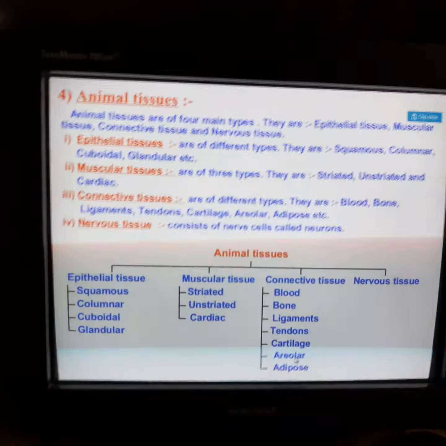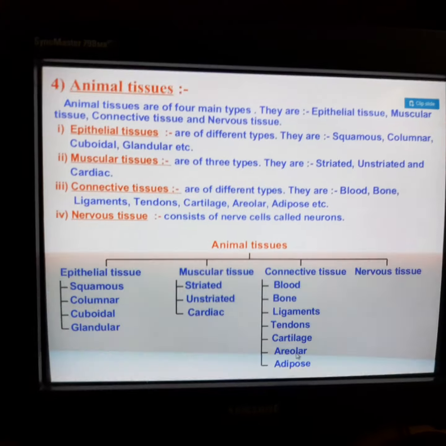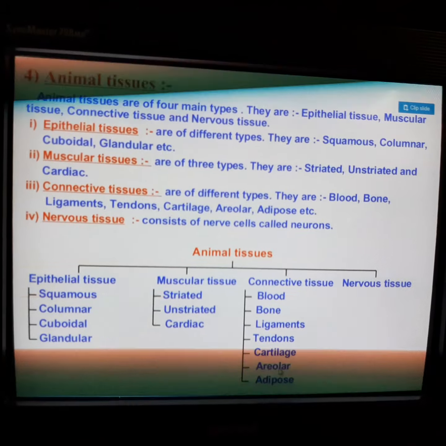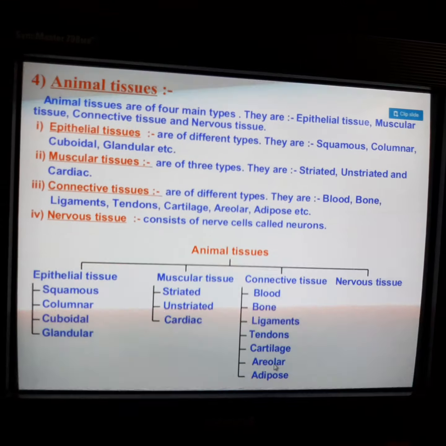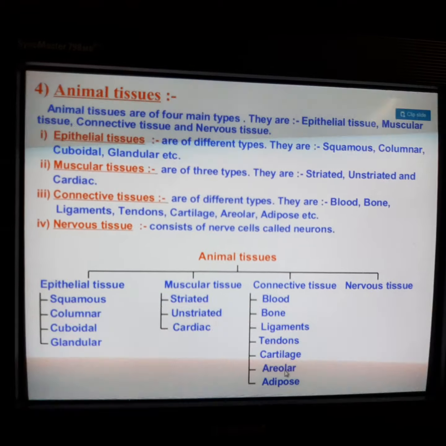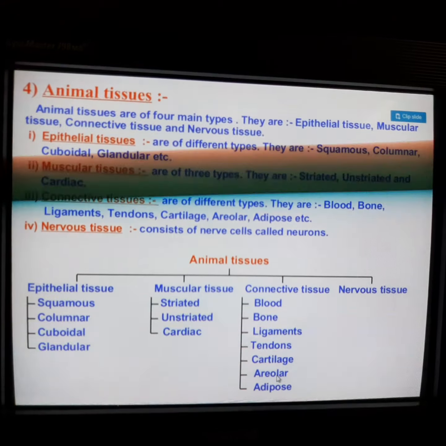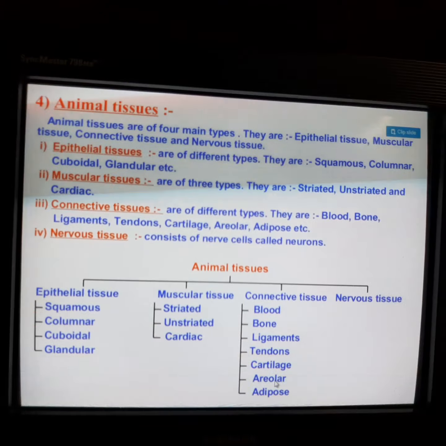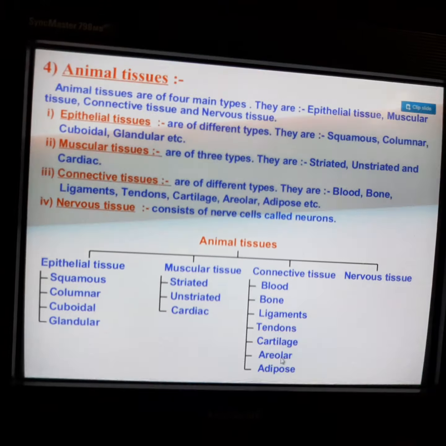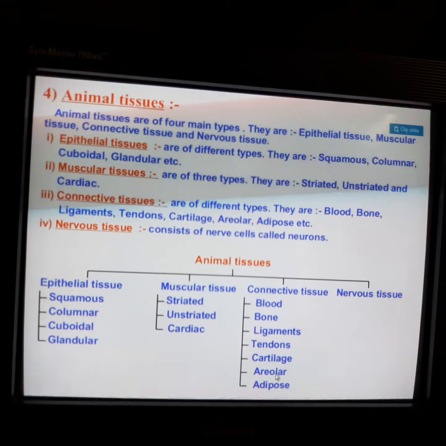Today we'll be starting with the animal tissues. I have already told that since animals are moving organisms, their tissues are much more different from the plant tissues. Now, there are mainly four types of animal tissues: epithelial tissue, muscular tissue, connective tissue, and nervous tissue.